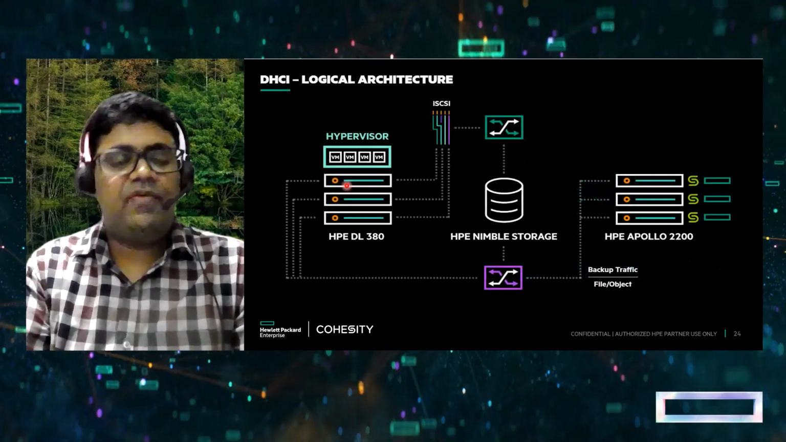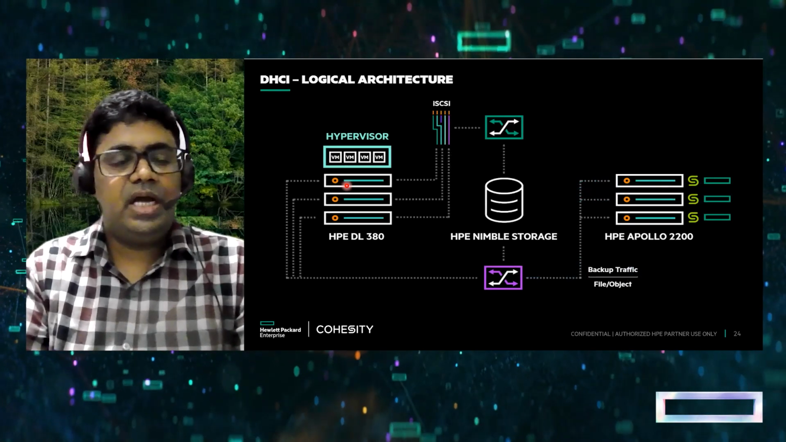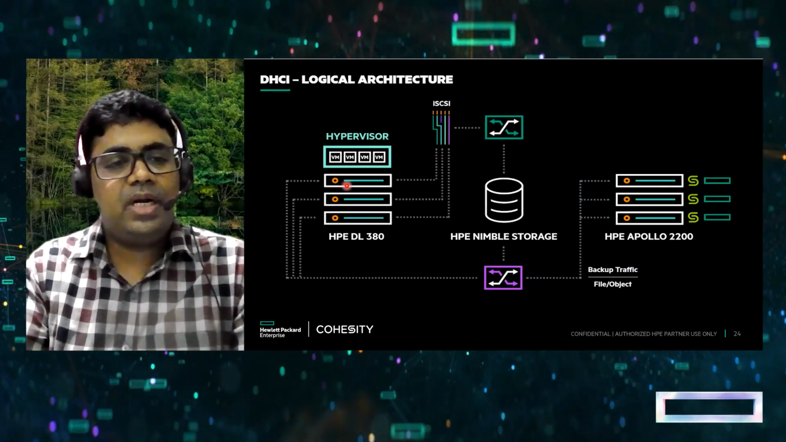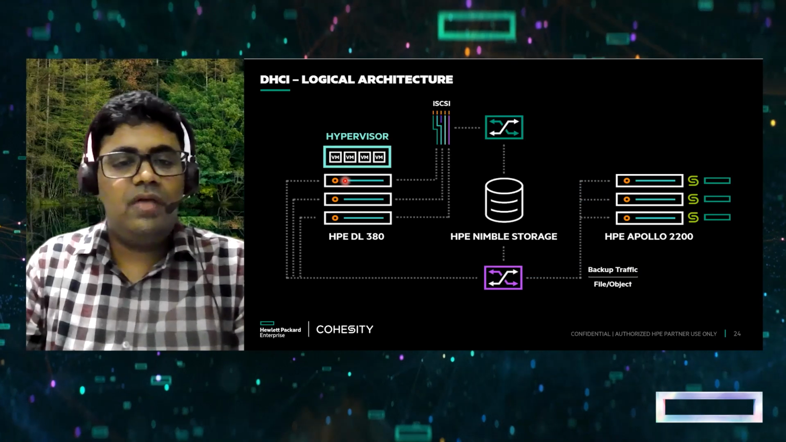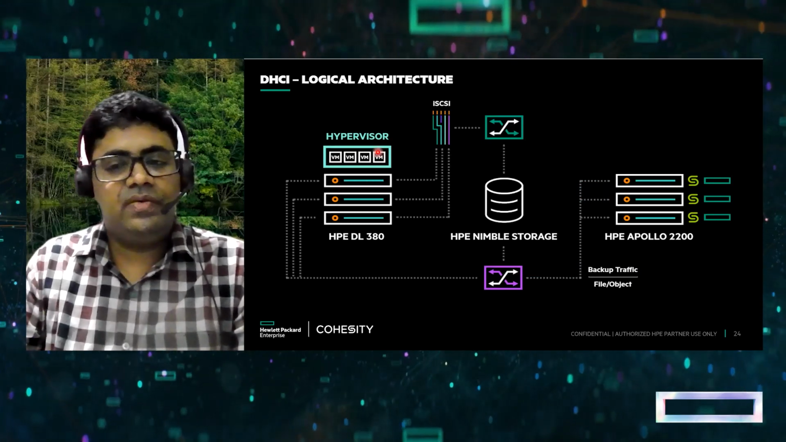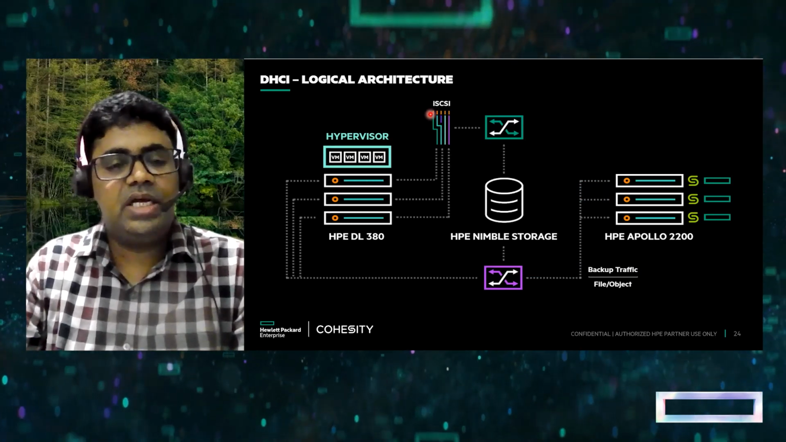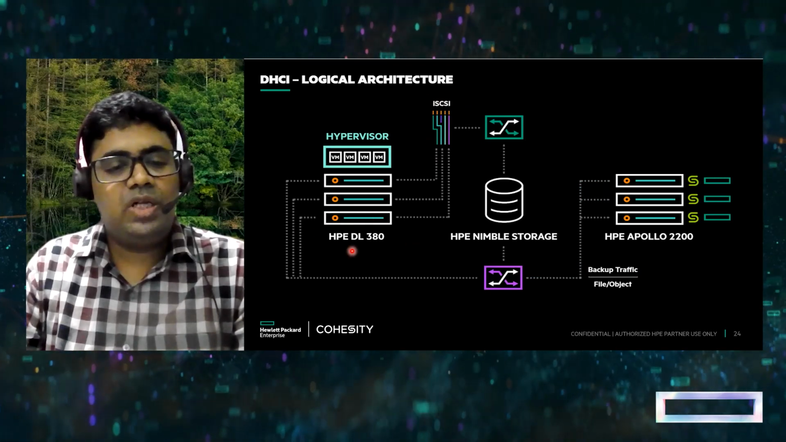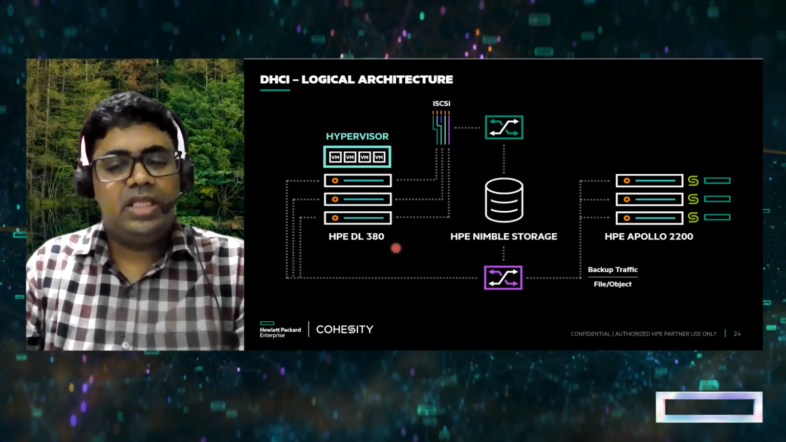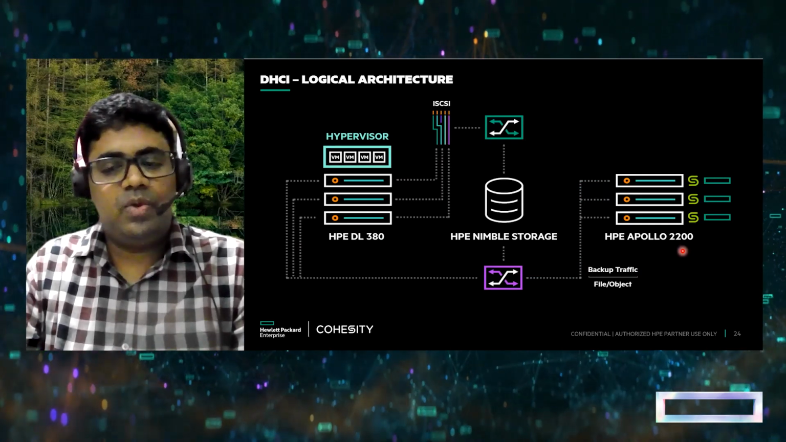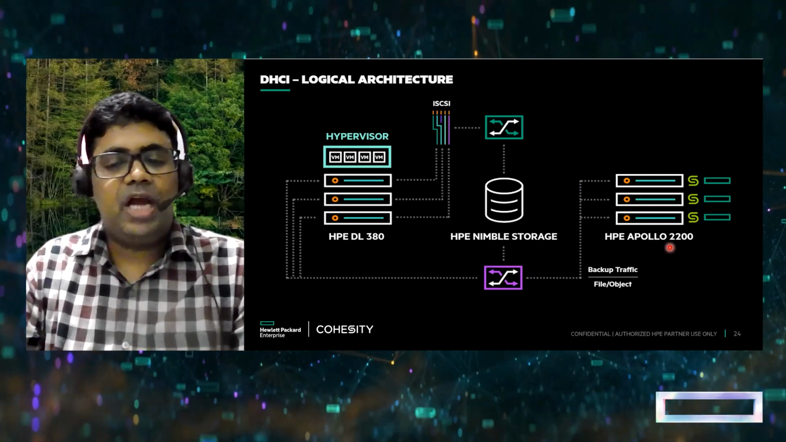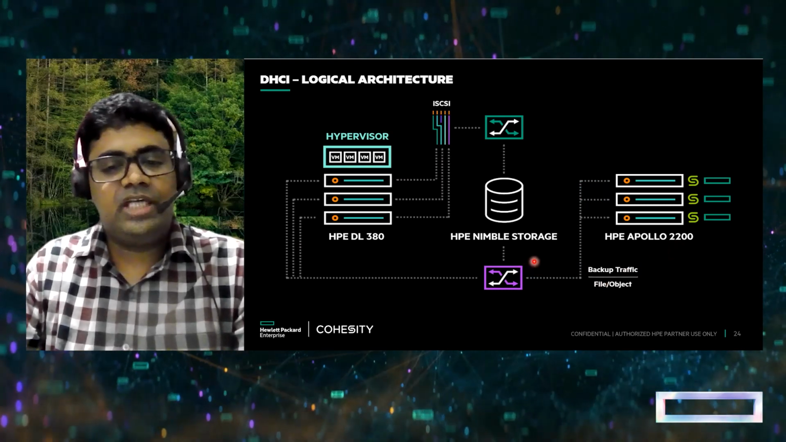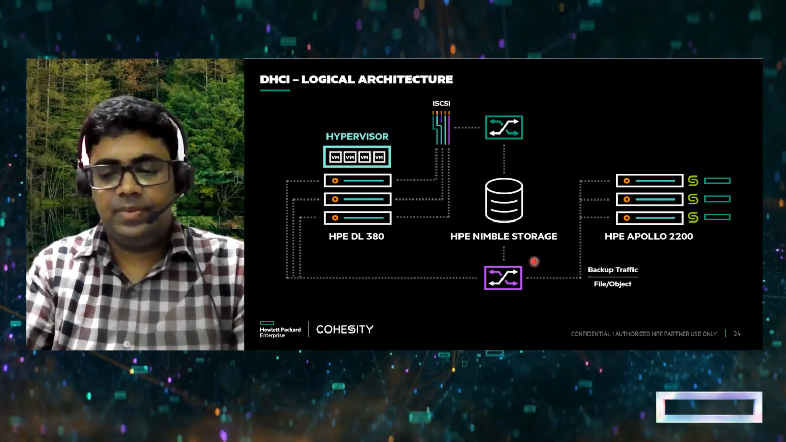Another reference architecture is direct HCI, which is a hyper converged infrastructure. All our hypervisor is converged within this logical architecture. Here we can use the iSCSI protocol, and the supported HPE models are the HPE DL380 servers and also the HPE Apollo 2200 model, and backup traffic can be used for your files as well as the object storage.